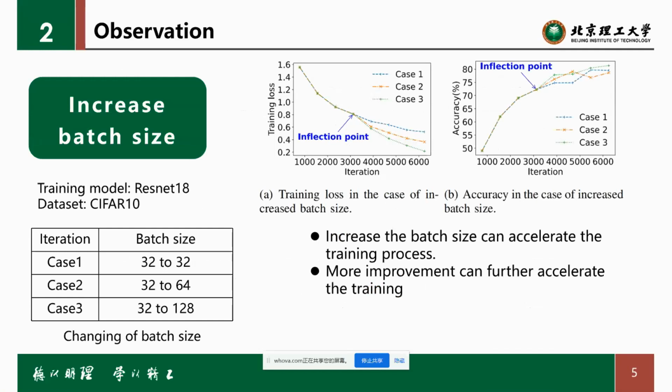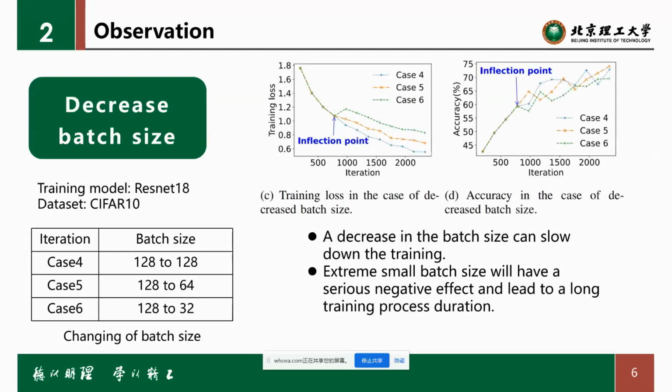Training batch size is an important factor in the training process. We did a series of experiments with the ResNet-18 model and the CIFAR-10 dataset on the image classification task. During the training, we used a fixed learning rate based on stochastic gradient descent, and we show the impact of increased and decreased batch size during the training. We first show the impact of increased batch size. Case 1 has a fixed batch size of 32. Case 2 and Case 3 increased the batch size from 32 to 64 and 128 correspondingly. The results show that Case 1 has the highest training loss, and Case 3 has the lowest training loss. It means that increased batch size can accelerate the convergence on the training loss, and more improvement on the batch size can further accelerate the training.